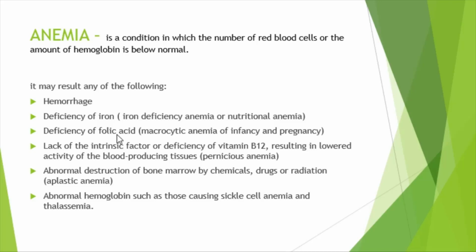Then for lack of intrinsic factor or deficiency of vitamin B12, resulting in lower activity of blood producing tissues, this is your pernicious anemia. Then for anemia where there is an abnormal destruction of bone marrow by chemicals, drugs, or radiation, it is your aplastic anemia. Then abnormal hemoglobin, such as those of sickle cell anemia and thalassemia. Again, your sickle cell anemia is a mutation, correct? Point mutation.